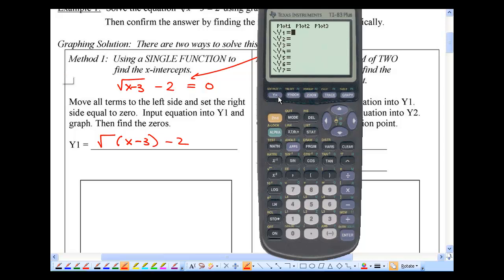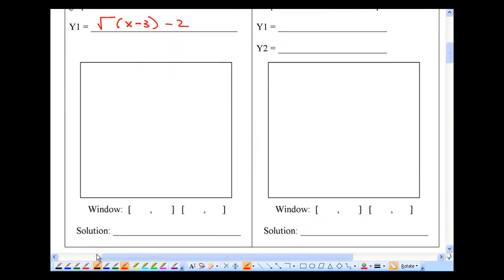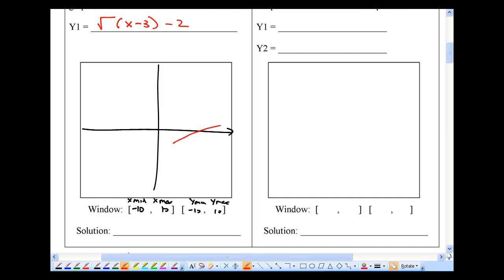Bring it out, go y equals, 2nd function, square root, x minus 3, close the bracket, minus 2, and then let's just do zoom standard, and let's see what you get. You get that lovely graph. I'm going to ask you to sketch that out in your notes. I use the standard window, so that means your x min is negative 10, your x max is 10, y min, and by the way, if you don't know where this is, just press window and it'll tell you that. And the equation looks something like this.